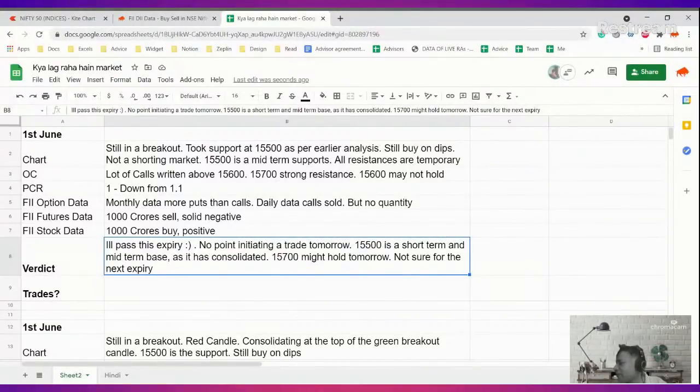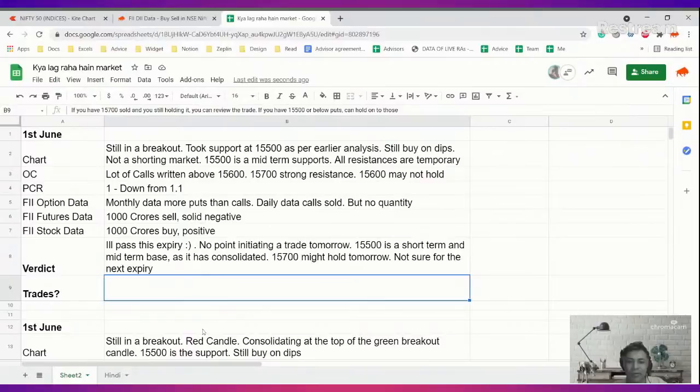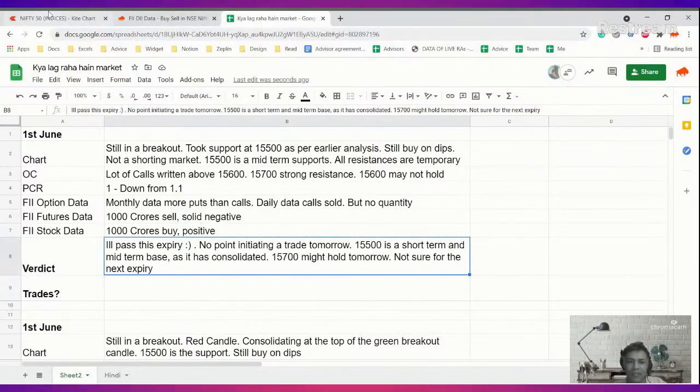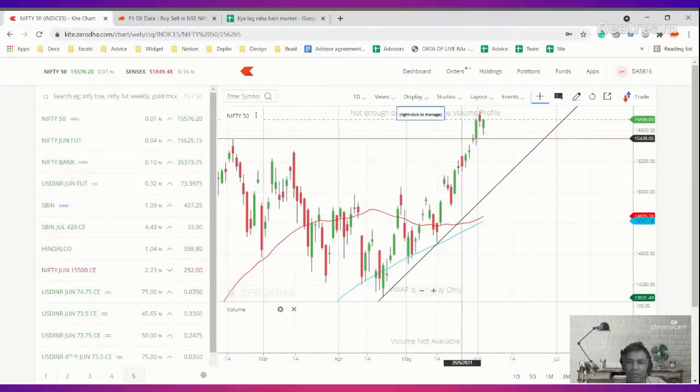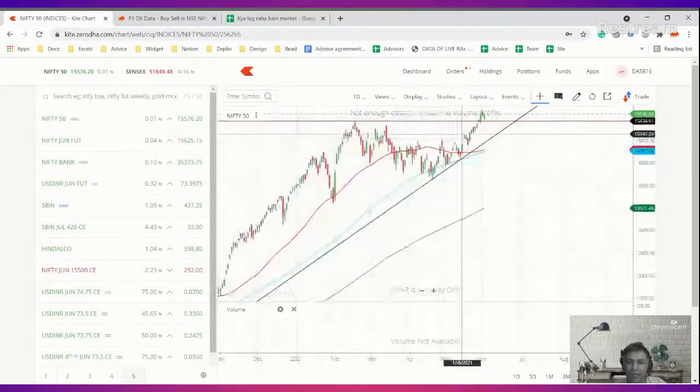Because in put selling, if you enter a bit off, that's okay. But in call buying, you have to be very precise in your entry. So I am happily going to sell puts for next week, depending on tomorrow's price action, because this is a long term or mid term support which has emerged here.